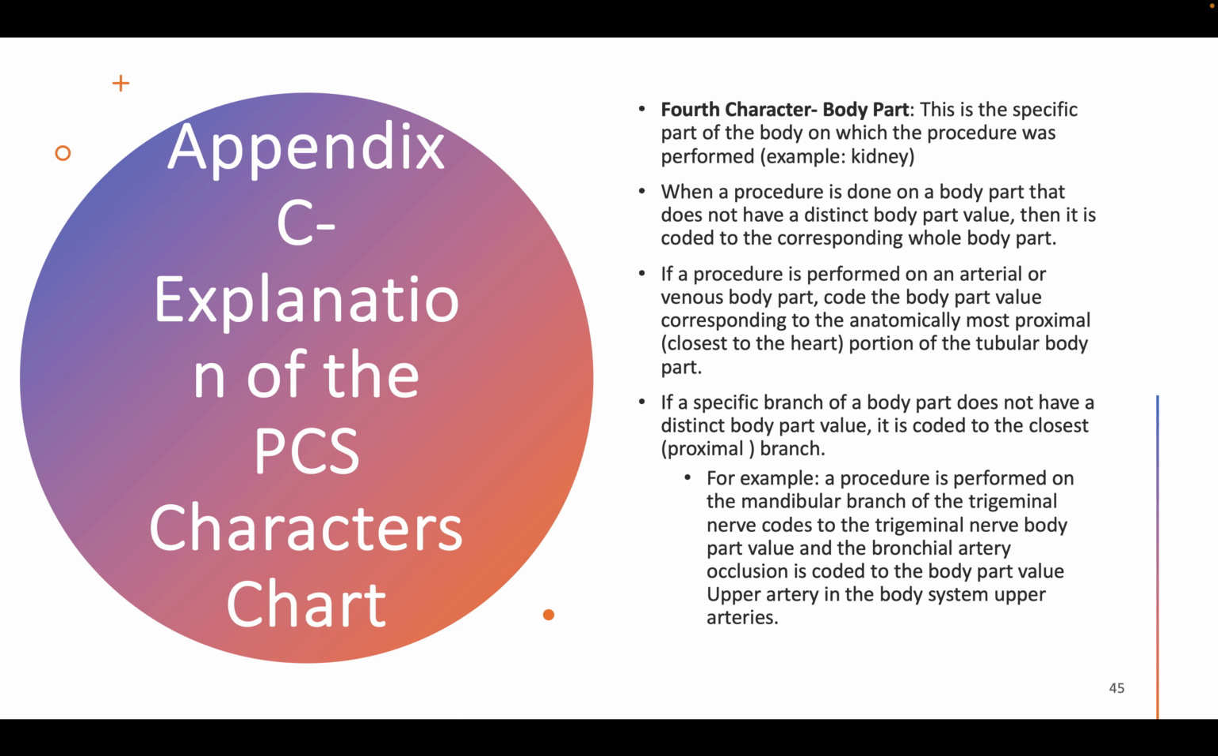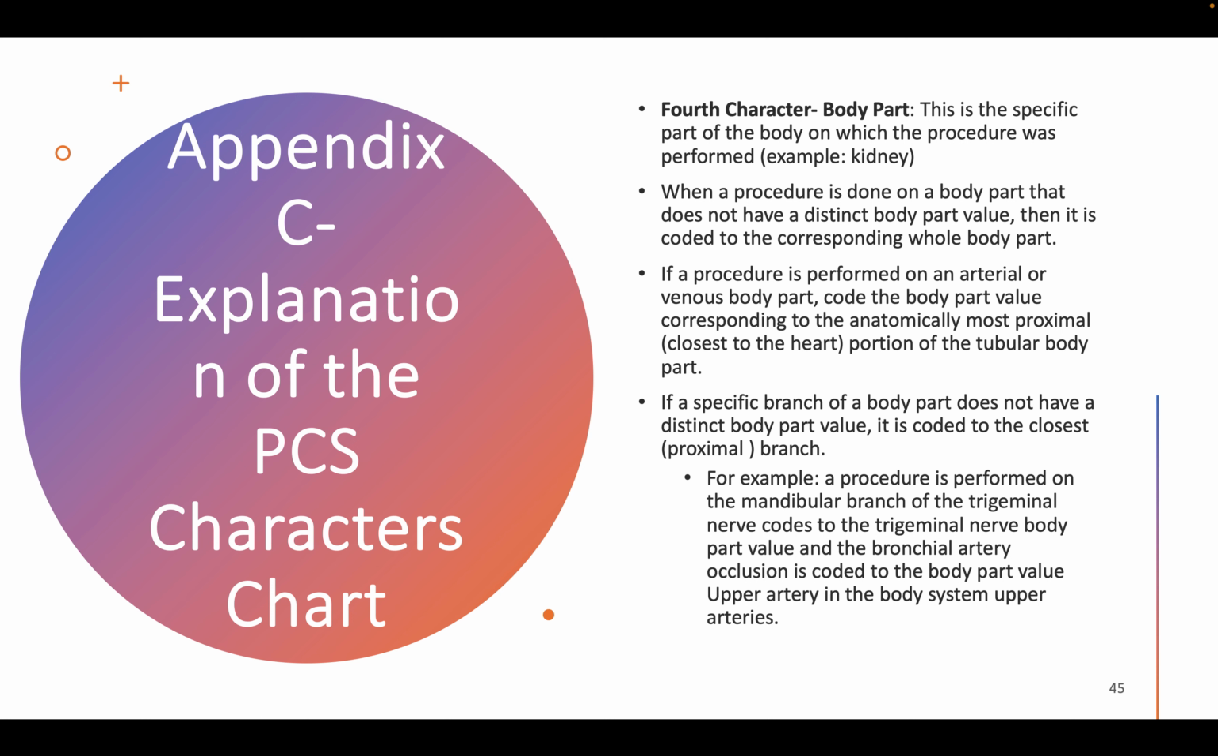The fourth character, body part. This is a specific body part on which the procedure was performed, such as the kidney. When a procedure is done on a body part that does not have a distinct body part value, then it is coded to the corresponding whole body part. If a procedure is performed on an arterial or venous body part, code the body part value corresponding to the anatomically most proximal, closest to the heart, portion of the tubular body part.